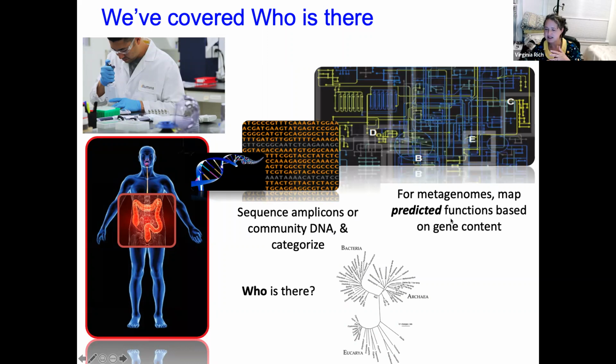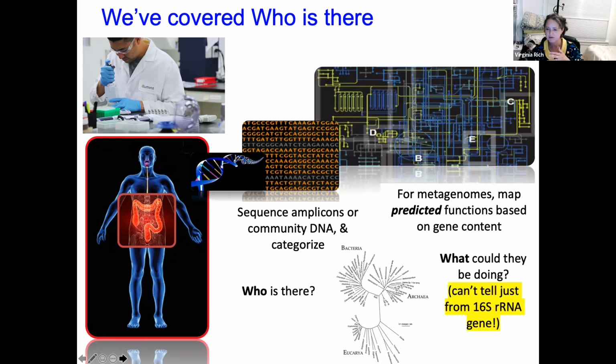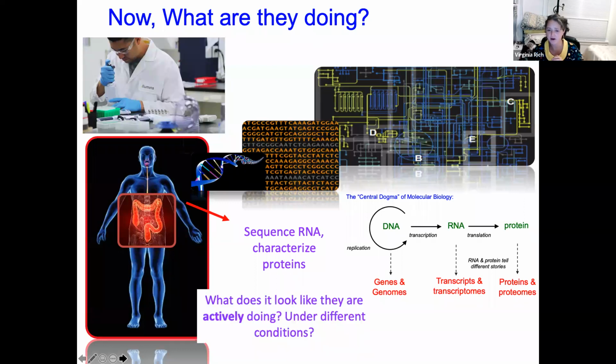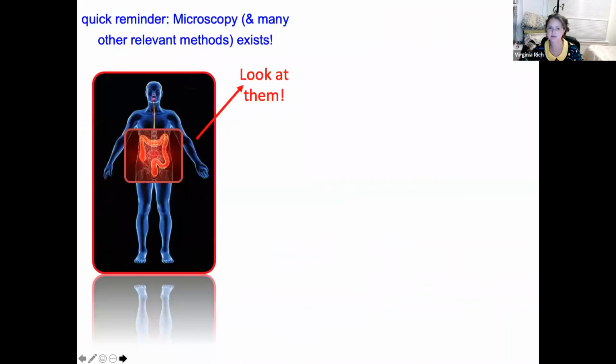We map the predicted functions based on gene content into metabolic webs. Okay, and then we think about what they could be doing. You can't just tell that from the 16S gene, but with the metagenomes overall, you can say what they could be doing, but that doesn't tell you what they are doing. So now we would like to sequence the RNA and characterize the proteins to tell us something about what they are doing, okay? And that's what they're actively doing under current and different experimental conditions.